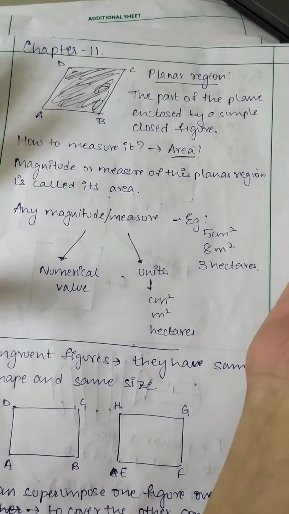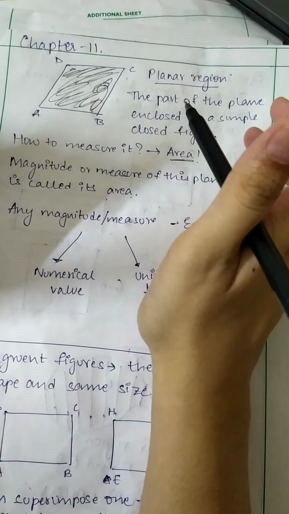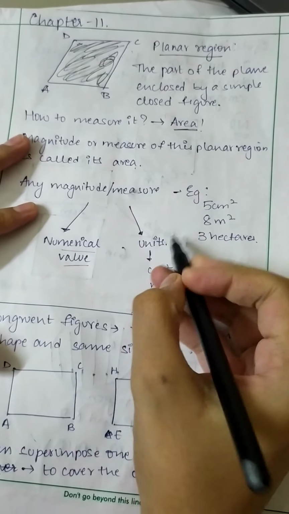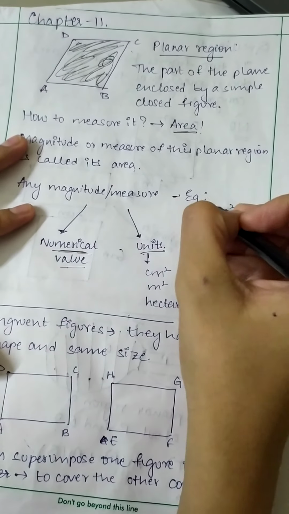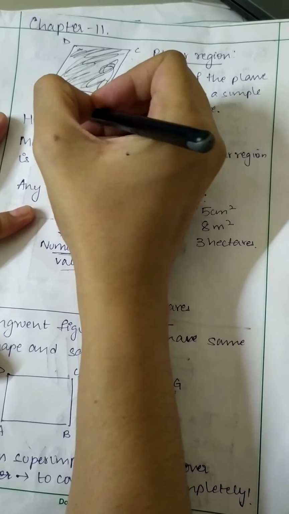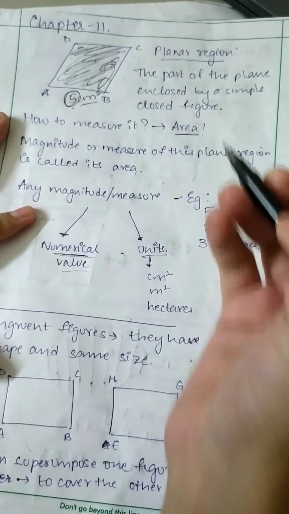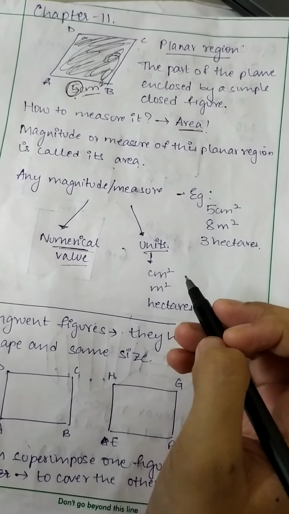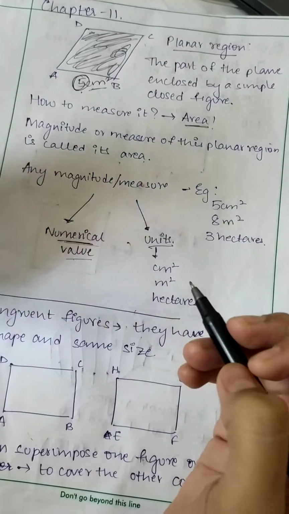Now in maths, if you're measuring something, it has two parts to it: a numerical value and units. The numerical value is how much, the quantity, like say this occupies 5 centimeters square. So 5 is the numerical value and centimeter square is the units. There are different units in which you can measure area: centimeter square, meter square, hectares. We will come back to that.